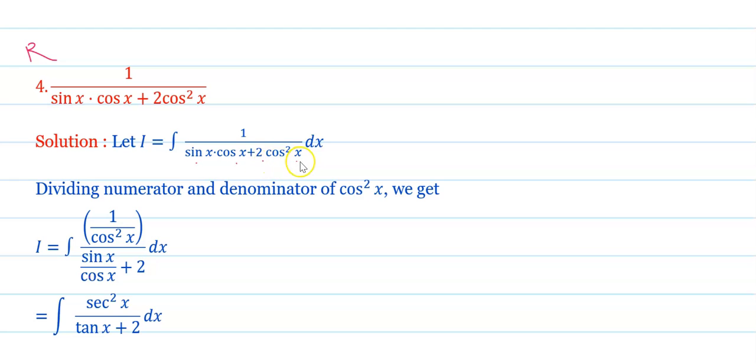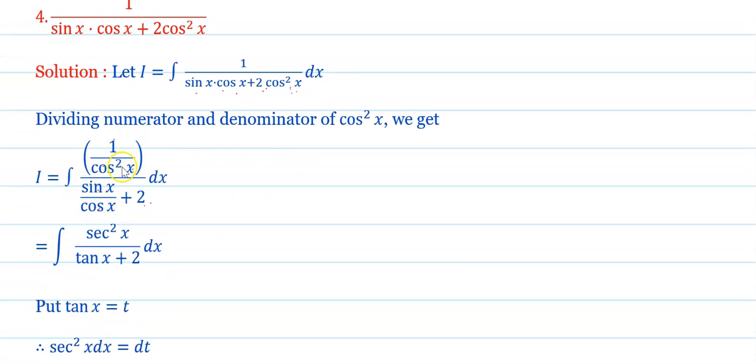If we divide 2 cos square x by cos square x, then you will get only the 2 here. And hence, by dividing the numerator and the denominator, you will get 1 upon cos square x. If you divide here you will get sin x upon cos x, and 2 cos square x upon cos square x, the cos square gets cancelled. You will get 2.